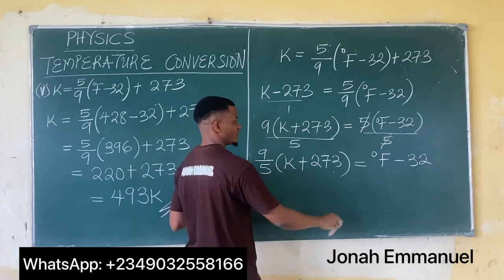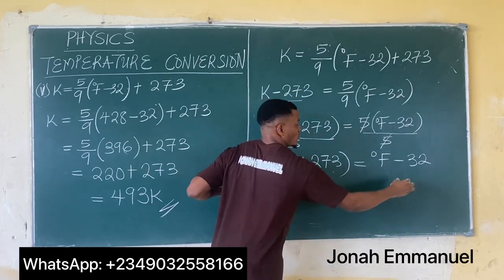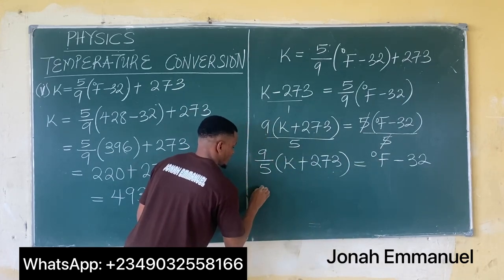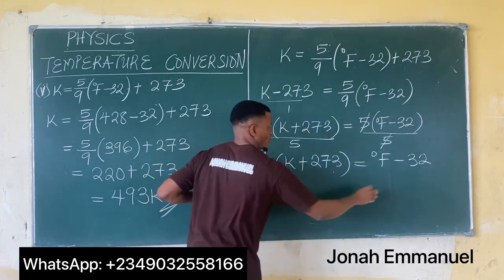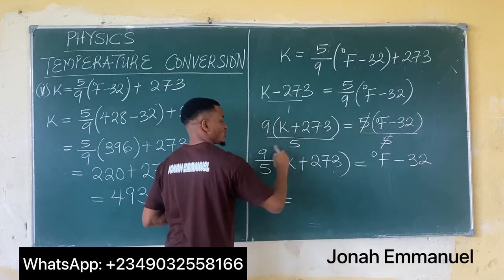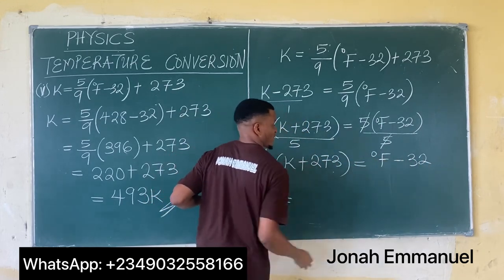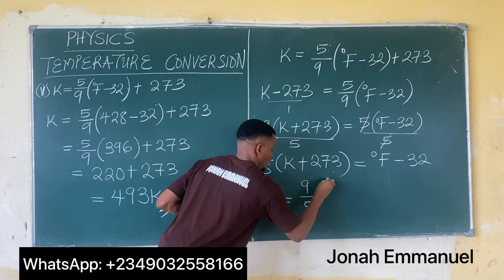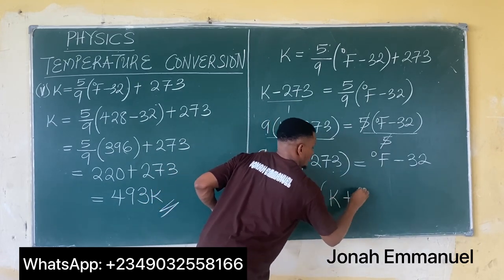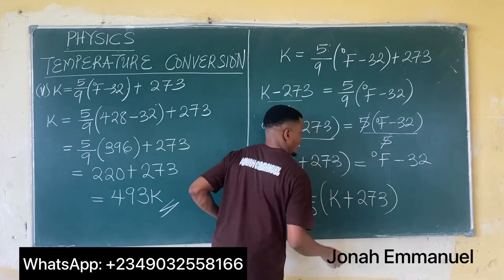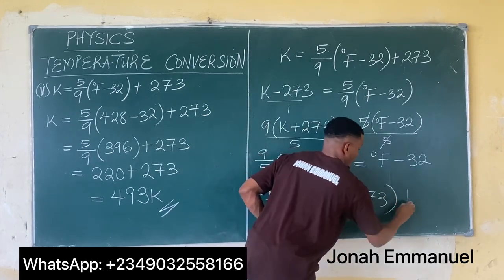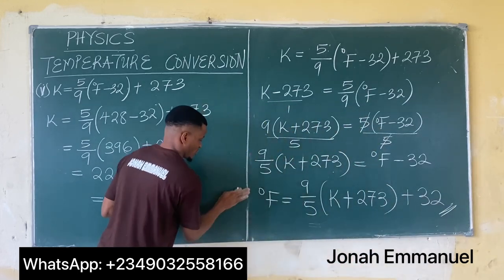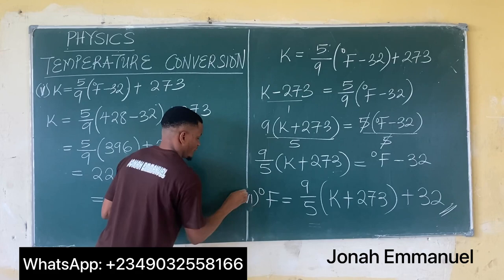So to get the value of degree Fahrenheit, I simply need to move this one here over here, such that degree Fahrenheit is equal to 9 over 5 into Kelvin minus 273, plus 32. This minus comes and becomes plus 32. So this becomes the sixth equation of conversion.